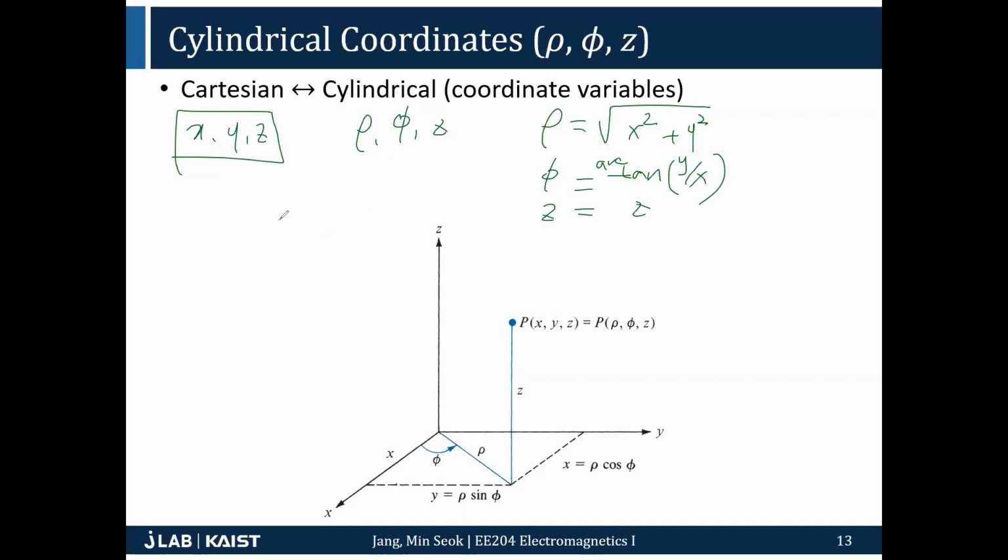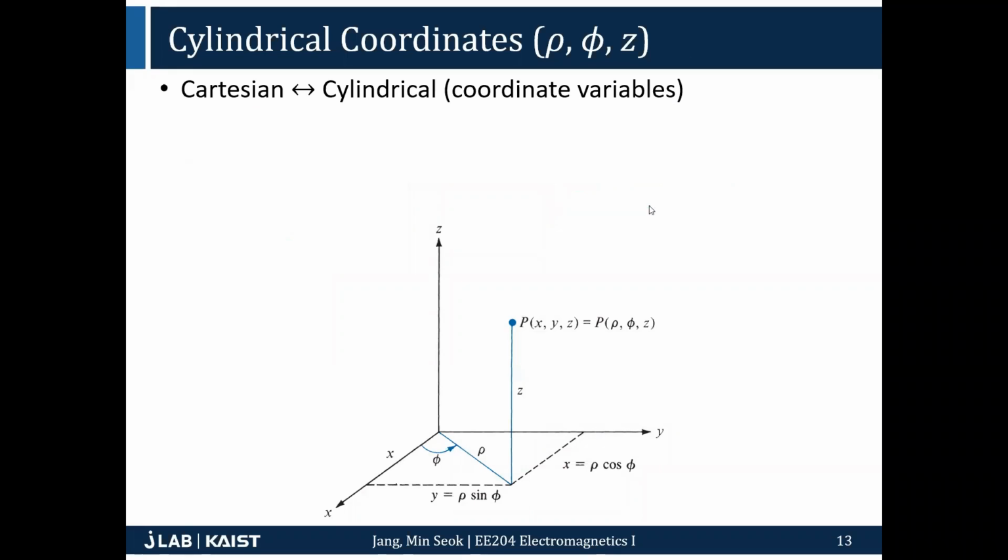Let's say, what's x in terms of rho, phi, z? Can anyone answer? Can anyone type in x in terms of rho, phi, z? Right, rho cosine phi, right? Good, thank you. So it's rho cosine phi. And then y is rho sine phi. Everyone knows this.